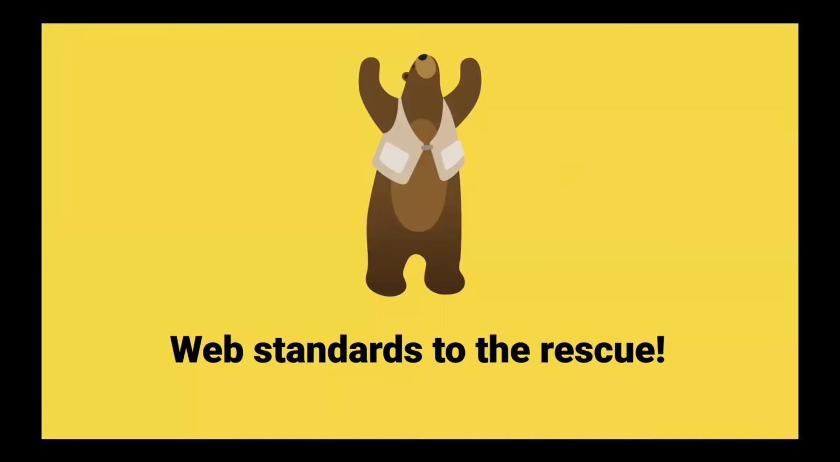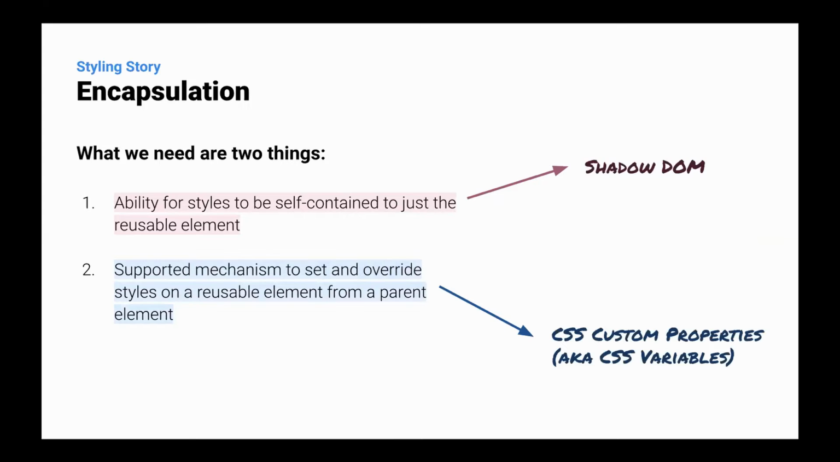And that's where web standards have yet again come to the rescue. And the 2 things that really make the solution happen are this. For the first part, where we want styles to be self-contained and apply to just a reusable element, there's the shadow DOM, a big capability that is a part of web components. And then to have a supported mechanism where we can set and override styles on a reusable element from a parent element, we have what are known as CSS Custom Properties. You may also see them referenced as CSS variables.